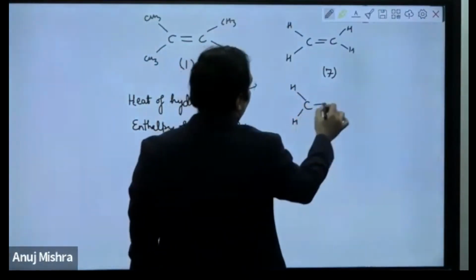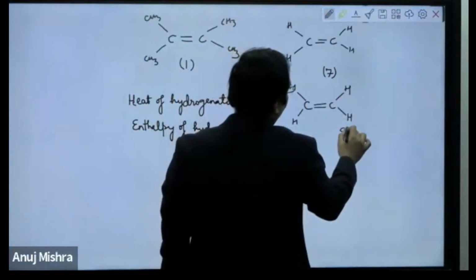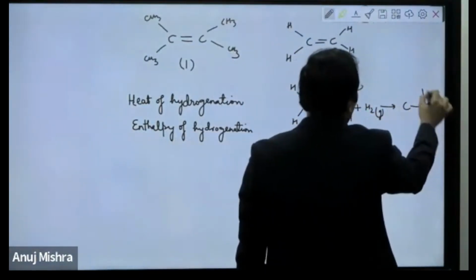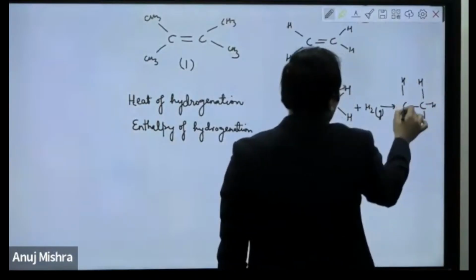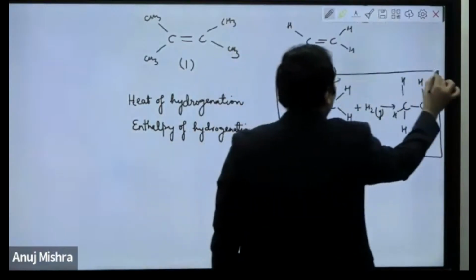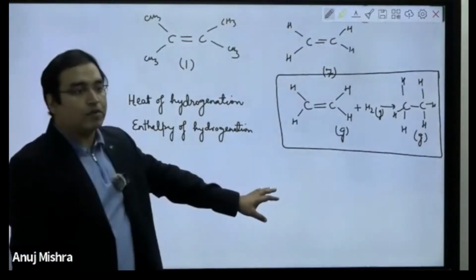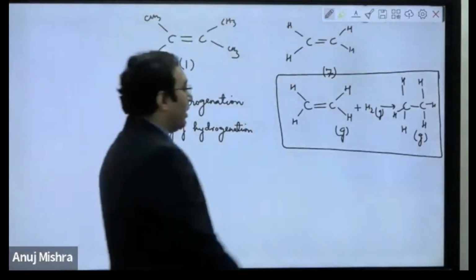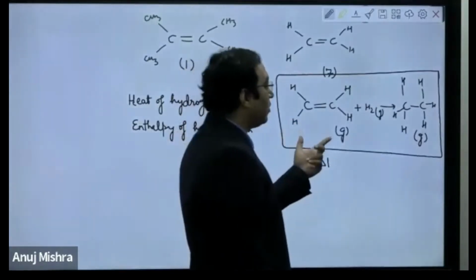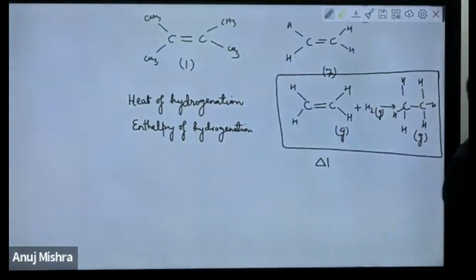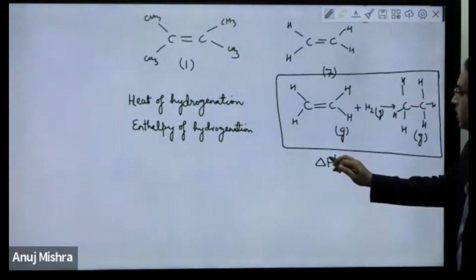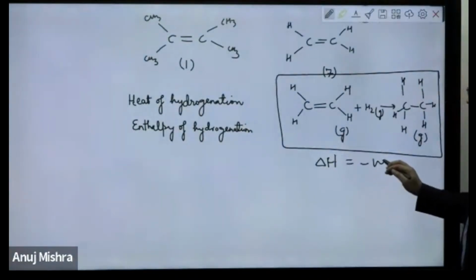Basically, if I write CH2 double bond CH2 in gas form, you add H2, gas form, you get CC single bond, and all hydrogens like this. This process, whatever amount of energy comes out, is called enthalpy of hydrogenation. Adding 1 mole of H2 gas on a given gaseous molecule to convert double bond to single bond, or unsaturation to saturation. The amount of energy involved is enthalpy change, delta H. Now delta H, mostly it will be negative for it.